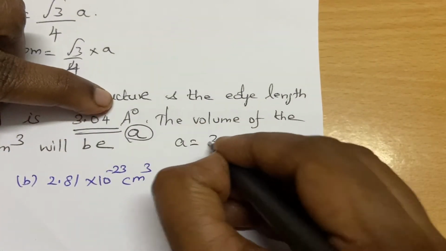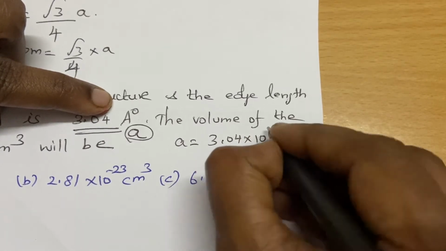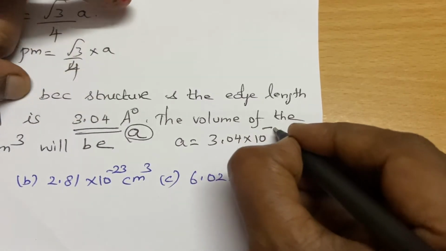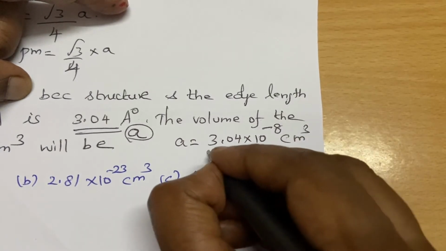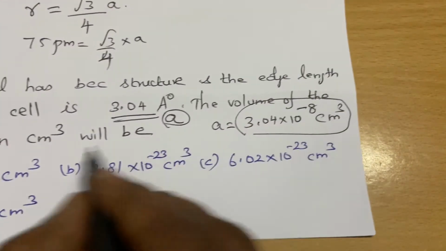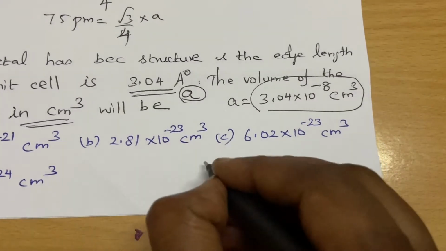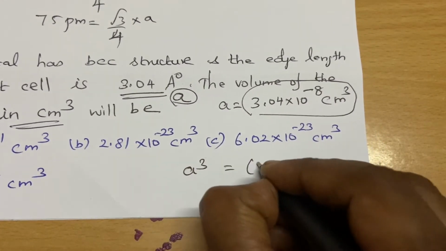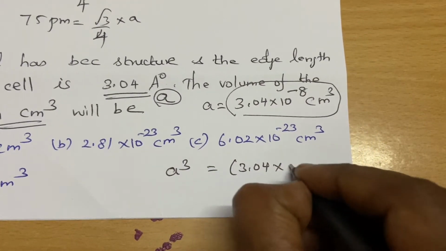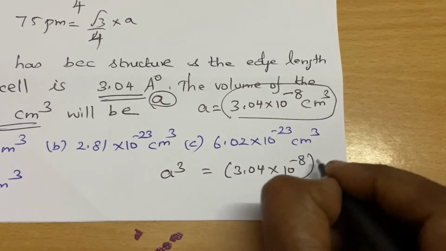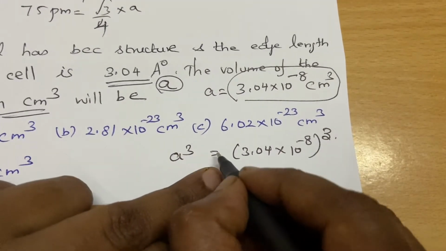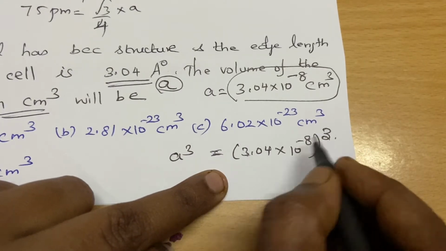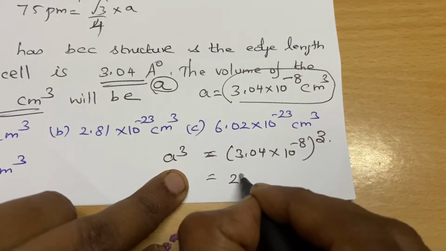So I am going to convert this 3.04 into 10 to the power of minus 8 centimeter cube. Okay. So what is the volume of the unit cell? Volume of the unit cell is a cube. So it is very easy. 3.04 into 10 to the power of minus 8 the whole to the power 3. See, students, you need not do this. No, 3 to the power 3 is what? 27. Like that it will come.